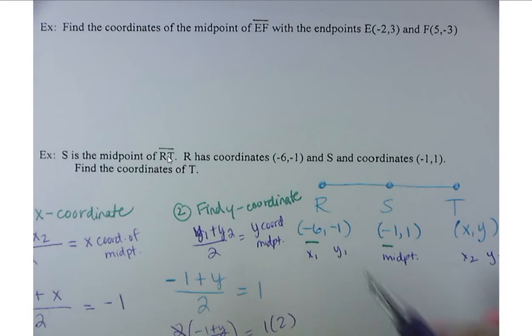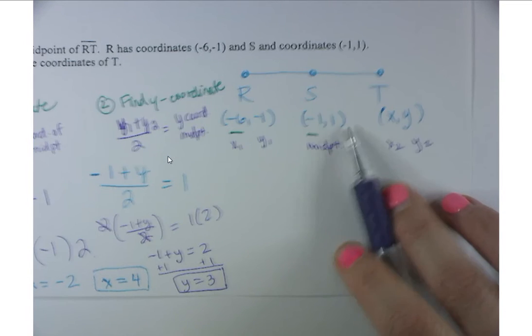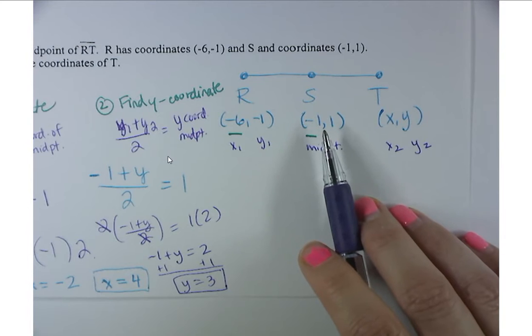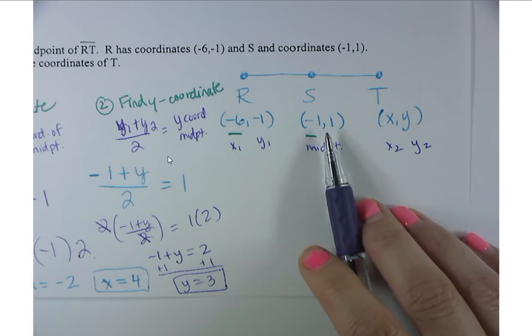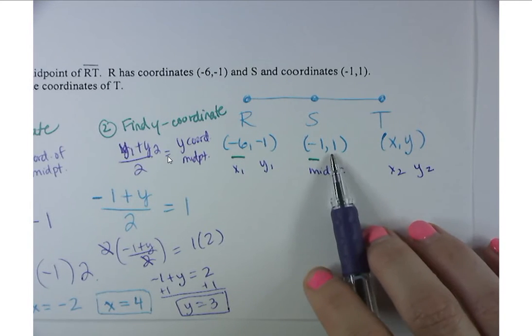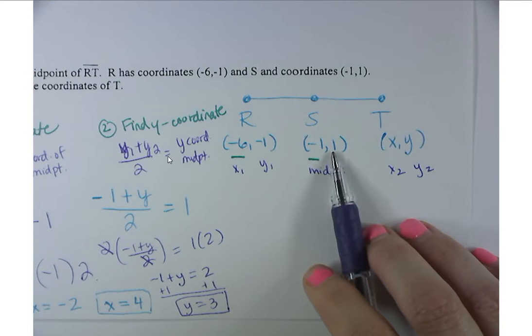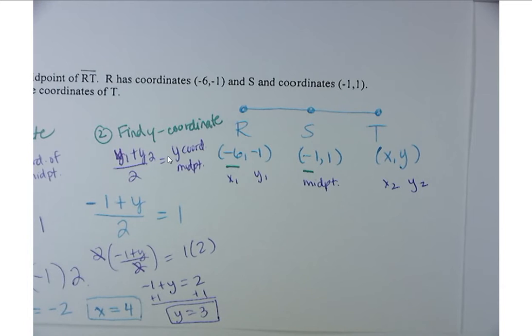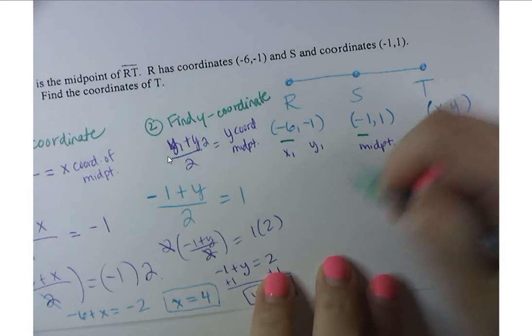So from -1 to 1, if you were counting on a number line, how many spaces would there be from -1 to 1? 2 spaces, right? Okay, so -1 plus 2 would be 1. We can do the same thing here. What's 1 plus 2? 3. That's what we got.